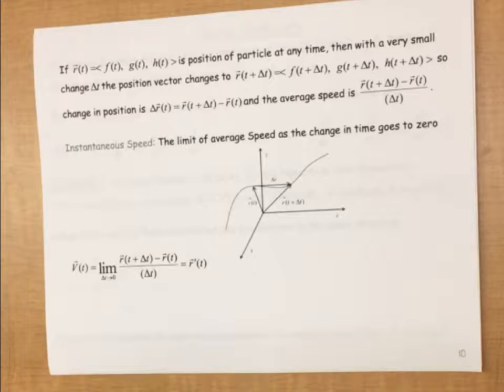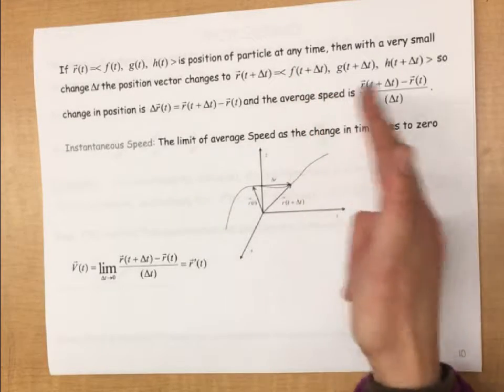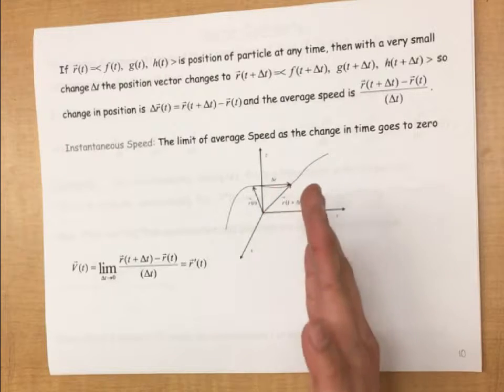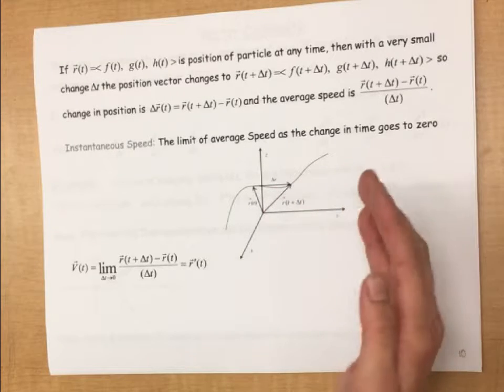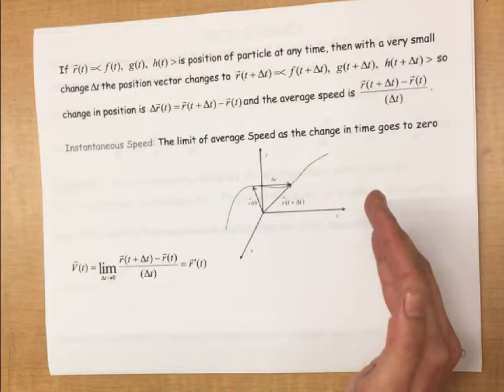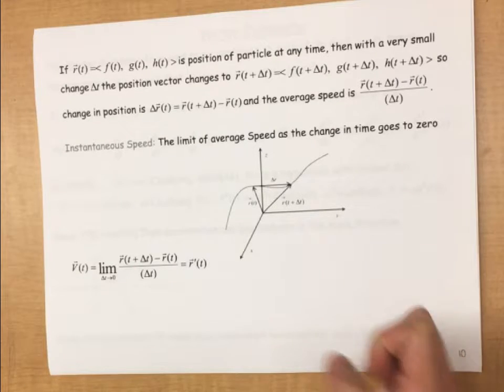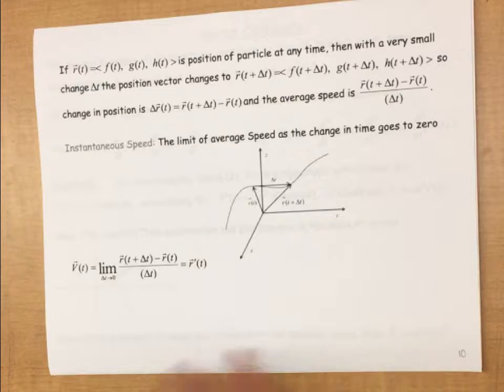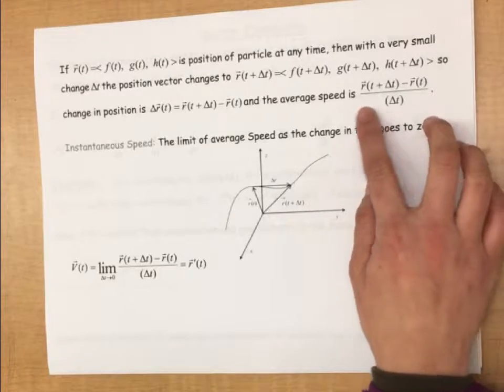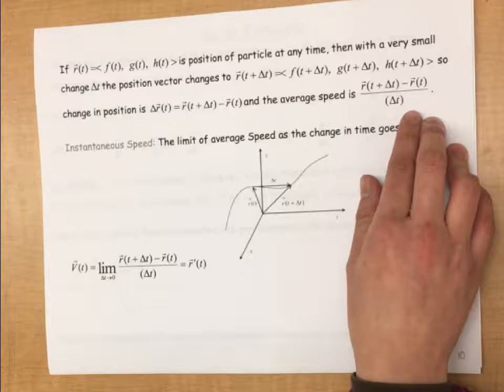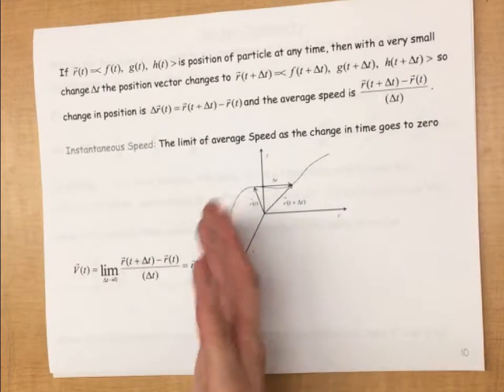And so, if r of t equals f of t, g of t, and h of t is the position of a particle at any time, then with a very small change in t, the position vector changes to r of t plus change in t, which comes out to f of t plus change of t, g of t plus change of t, and h of t plus change of t. So the change in position is r of t plus change of t, minus r of t. And then so that comes out to the average velocity, r of t plus change of t minus r of t over the change of t, which gives us the instantaneous velocity.